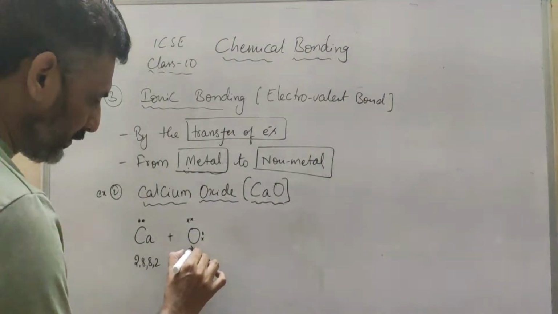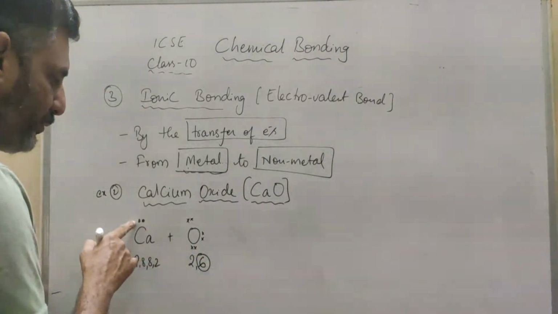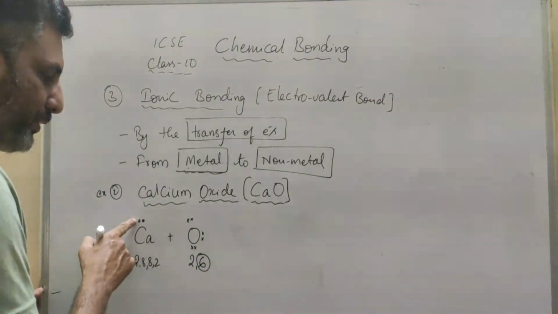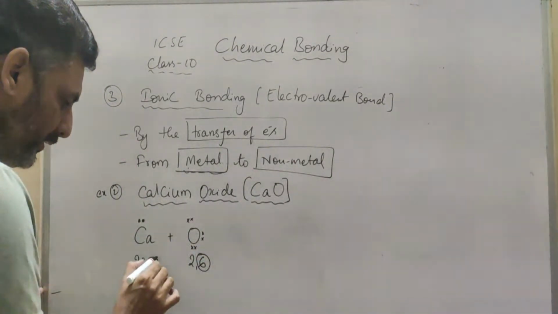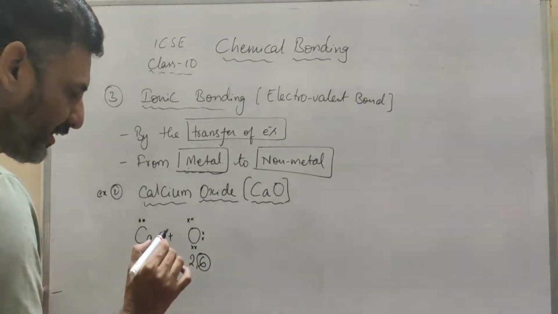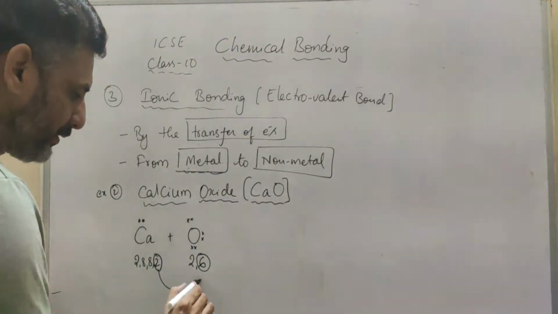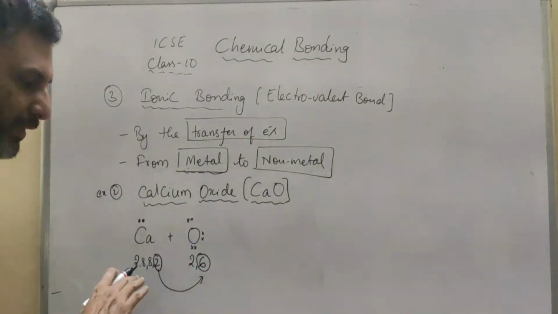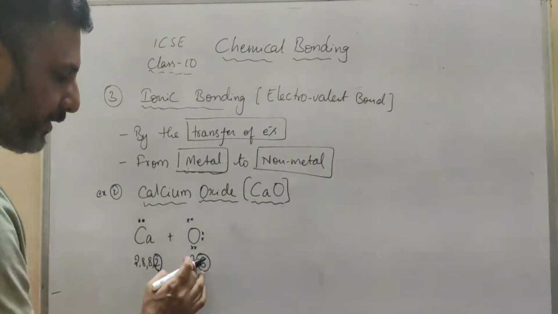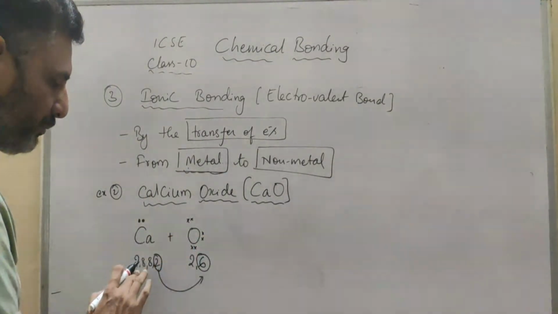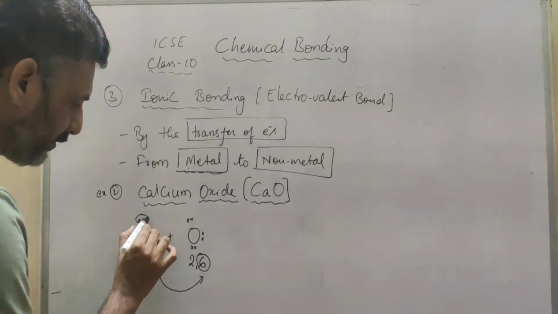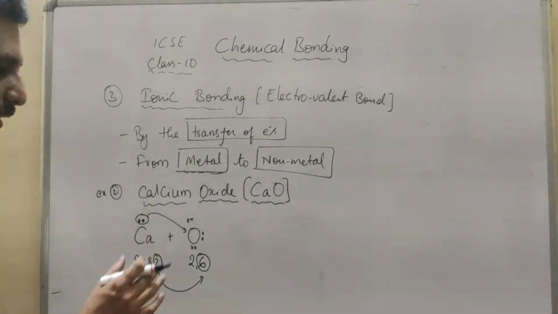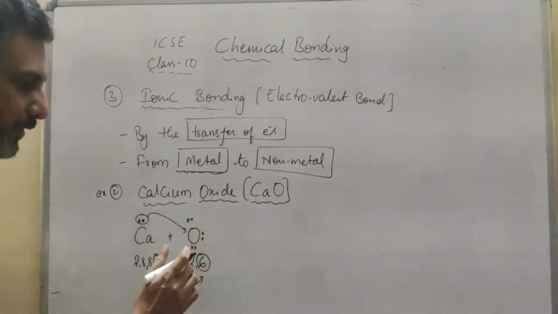Sorry, 6 crosses, because the dot I have used here for calcium. So for oxygen I have to use cross. Now these 2 electrons and these 6 electrons, if both electrons, the pair, come there, oxygen becomes 2, 8, stable, calcium becomes 2, 8, 8, that is stable. So these 2 electrons will be given to this. So this is before transfer of electron.